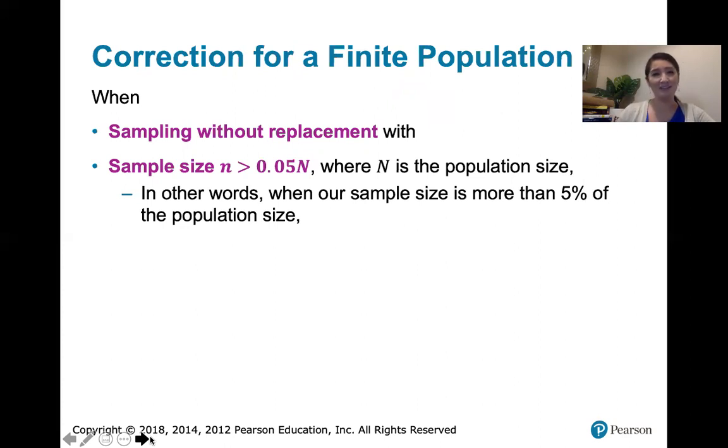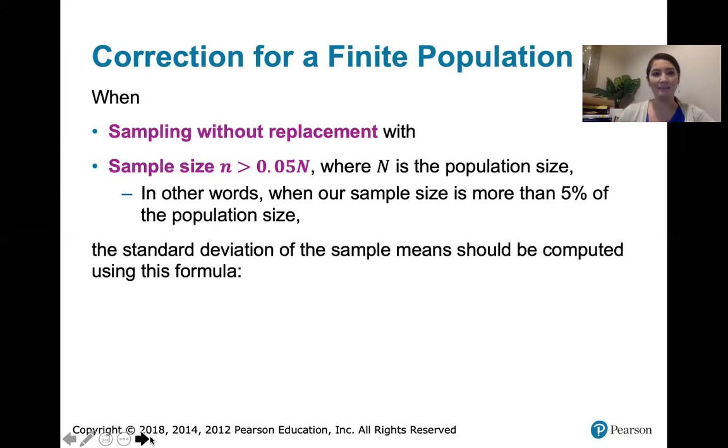Then we've got to do something else. Then that population standard deviation for the sample means is not going to be accurate. It's not going to accurately reflect the variation in that data set.